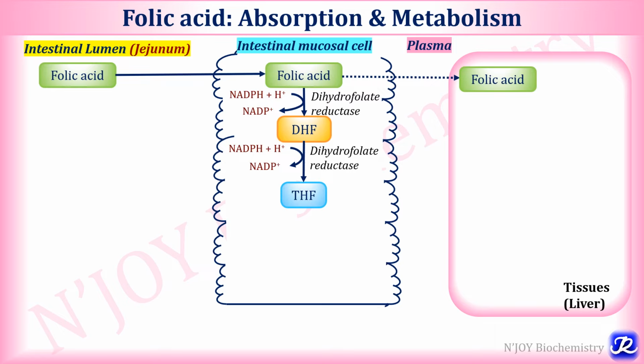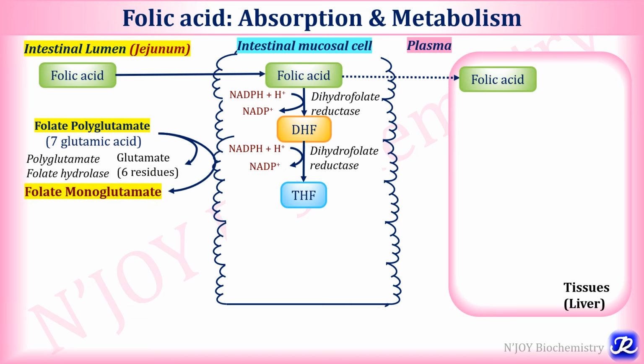Again, this dihydrofolate is converted to tetrahydrofolate by dihydrofolate reductase. In dietary sources, folate is present in the polyglutamate form having 2 to 7 glutamic acid residues attached to the steroic acid, and this folate glutamate cannot be readily absorbed in the intestinal mucosal cell. It has to be converted into folate monoglutamate. So the glutamate residues are cleaved off by polyglutamate hydrolase or folate hydrolase enzyme, and then this folate monoglutamate can be absorbed in the intestinal mucosal cells and converted to the reduced form, that is tetrahydrofolate.